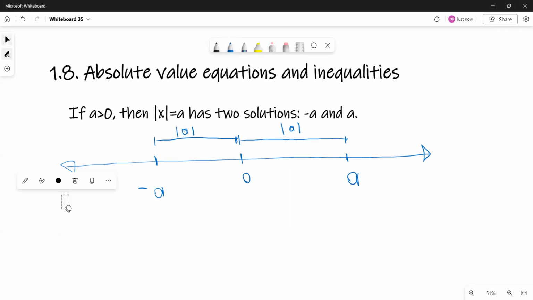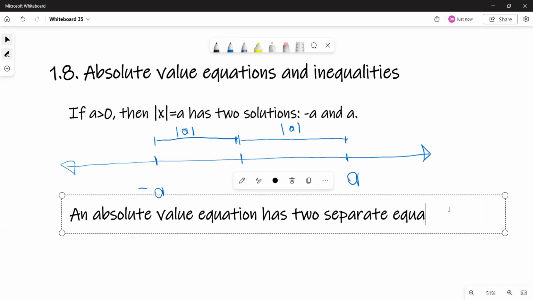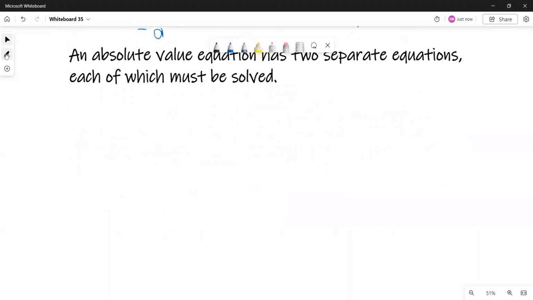In general, an absolute value equation has two separate equations, each of which must be solved. Okay, so let's solve.